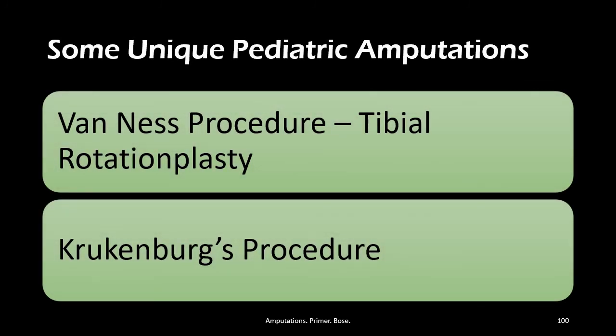We will end this presentation by talking about two unique amputation surgeries, often undertaken in the pediatric population, but can also be done in adults. The first one is the tibial rotationplasty, also known as the Van Ness procedure. The second is the Krukenberg procedure. Both these surgeries are not just amputations, but they have a functional and unique twist, which is rather literal in the case of the Van Ness procedure. Let's take a look at each one.